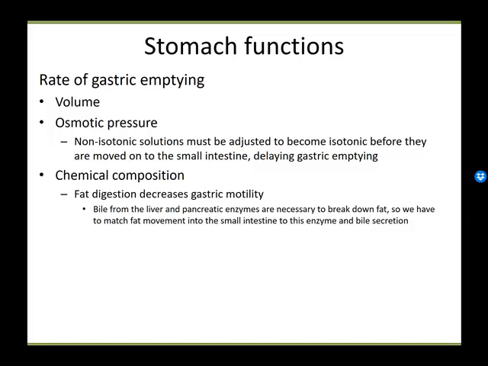And the reason why is because when we move that fat into the small intestine, we actually do not have any enzymes in the small intestine that are capable of further digesting the fat by themselves. We have to get help from the liver and from the pancreas. So we have to match the movement of fat into our small intestine to the secretions by our liver and pancreas. So the higher fat, the slower movement. This is part of the reason why we think high-fat foods make you feel full for longer.